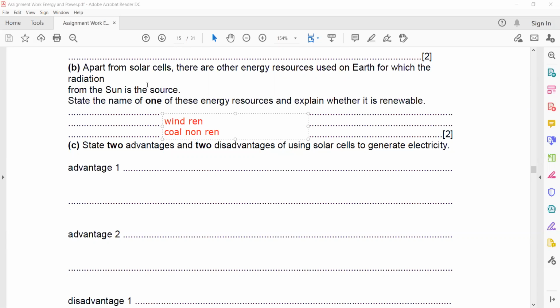But in the question they may mention we need an energy resource for which the sun is a source. So the sun is a source for fossil fuels like coal, oil and gas, wind energy, wave energy, solar energy, but not geothermal. Even tidal energy is due to the moon, it's not because of the sun. So tidal energy and geothermal energy are renewable, but they are not derived from the sun. Geothermal is from the earth and tidal is because of the gravitational attraction of the moon. Is it clear?